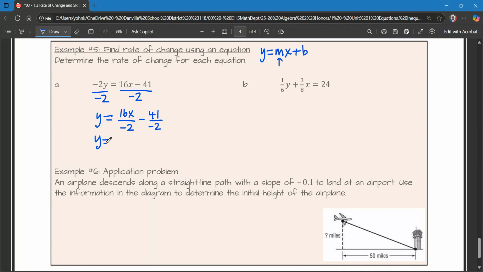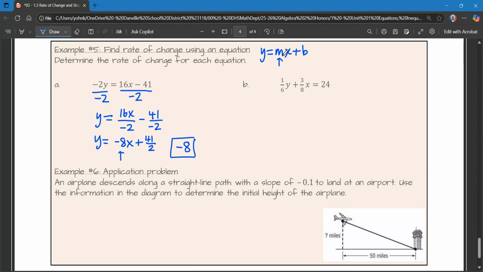Now simplify that. 16 divided by -2 is -8x. And negative 41 divided by a negative 2 is a positive 41 over 2. Your rate of change is the number in front of the x, so your rate of change is negative 8. So the goal is to solve for y and then find the number in front of the x.